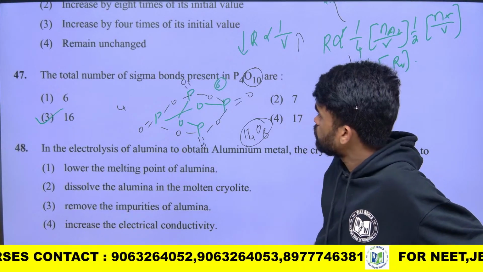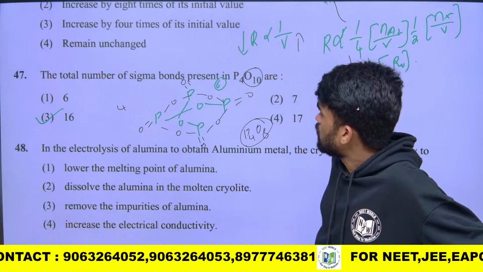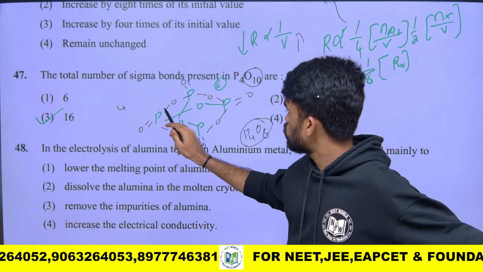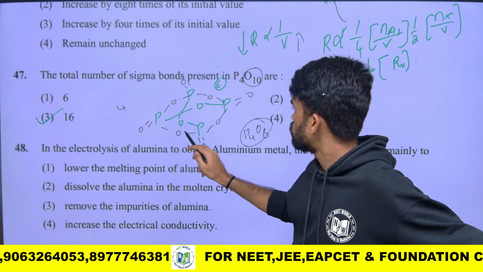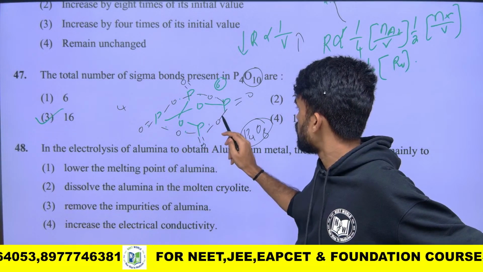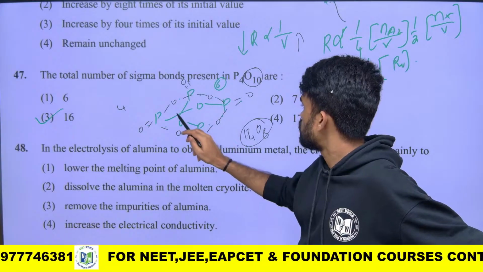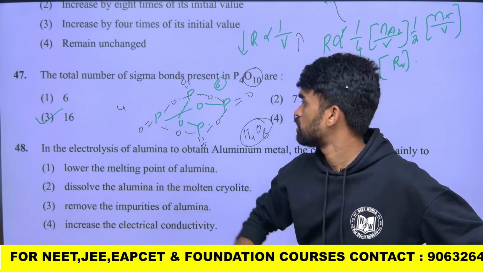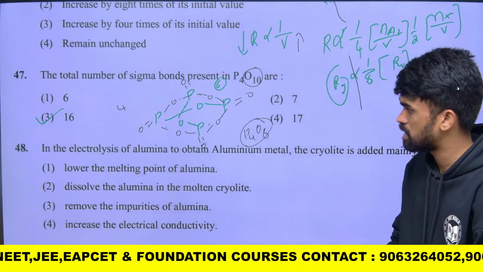Now one more thing here. They are asking about sigma bonds. Now you count. 1, 2, 3, 4, 5, 6, 7, 8, 9, 10, 11, 12, 13, 14, 15, 16. So that's why 16 is the correct one. So option number 3. I hope this is also clear.